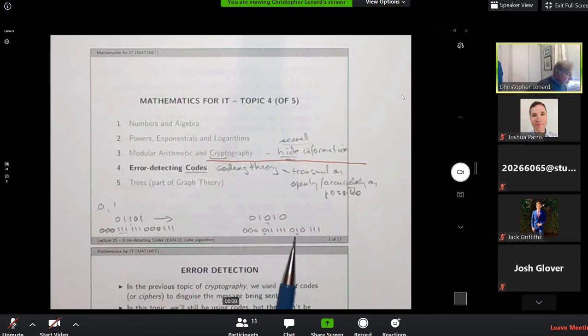Now, it can't be guaranteed, but the idea is that I can add in redundant information to make sure that I've got a better chance of recovering what was intended at the beginning.